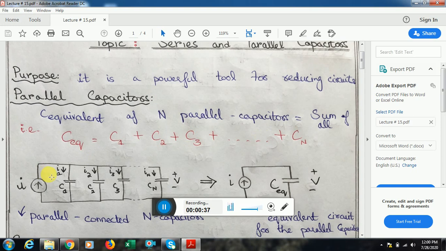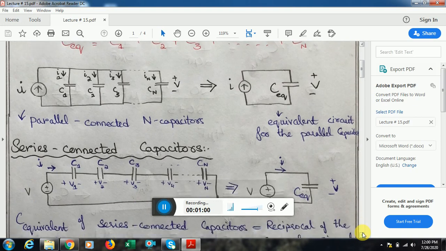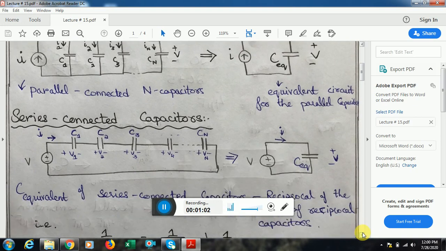For example, here we have a network powered by a current source I, and we have C1, C2, C3 up till Cn, n number of capacitors, which are all in parallel to each other. So the equivalent can be taken as a sum. The C equivalent would be the sum of all the capacitances present in parallel in the circuit. This is how we take the equivalent when capacitors are in parallel.